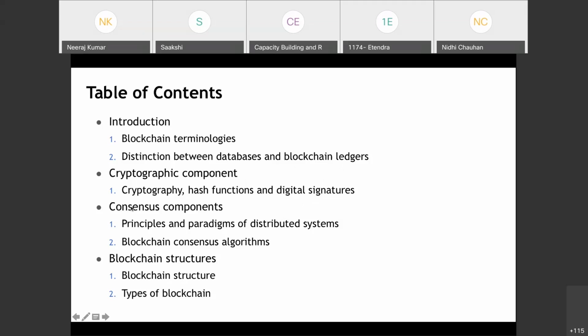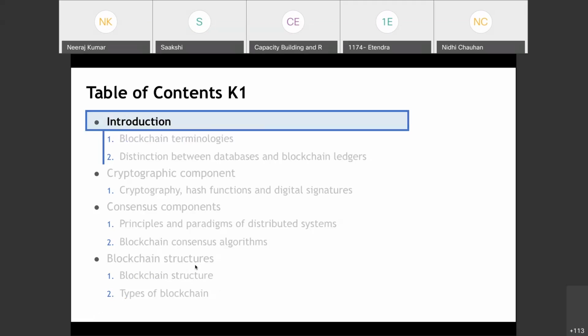Then what do we mean by the consensus components? That is, consensus protocols, and how these consensus protocols can be used in blockchain consensus algorithms. And then what is the structure of a blockchain, and how many different types of blockchains are available. These scenarios can be used for finding different types of blockchain structures to be constructed, as far as private or public blockchains are concerned. So we will start with the first part, that is, the introduction to blockchain technology.